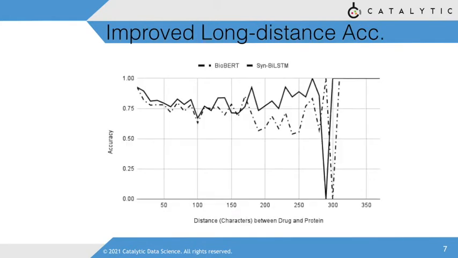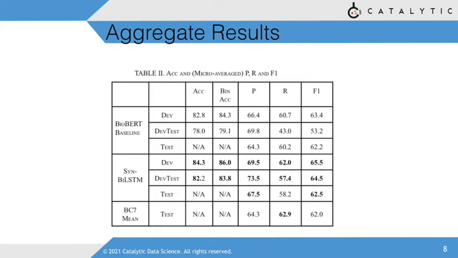What we see now is that this preserved the close-range performance of the BioBERT model while improving long-range performance as the drug and the proteins get farther apart. So here briefly are the aggregate performance metrics of accuracy, binary accuracy, which is basically detecting whether or not there's an interaction at all, precision, recall, and F1. And we see that the BiLSTM outperforms the BioBERT baseline in all areas except recall on the test set, and it outperforms the DrugProt mean performance in all areas except recall on the test set.